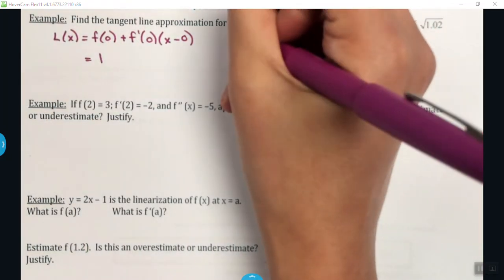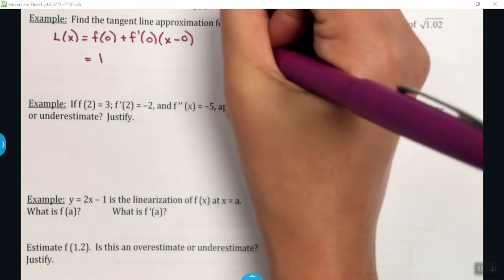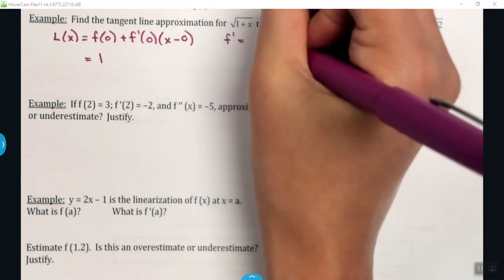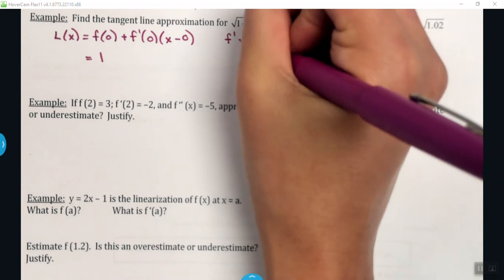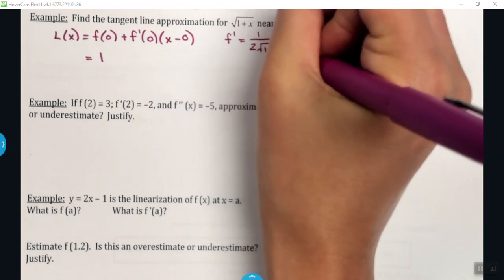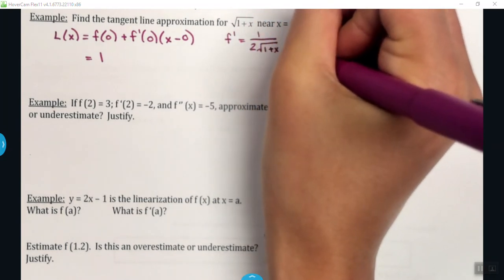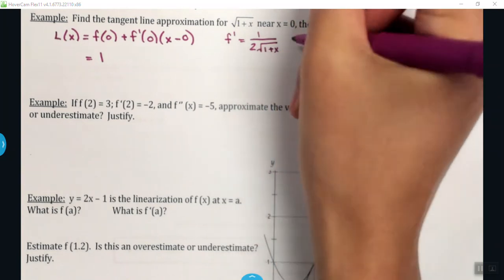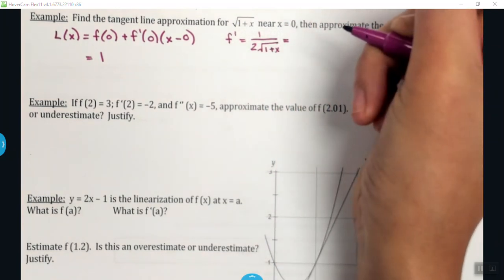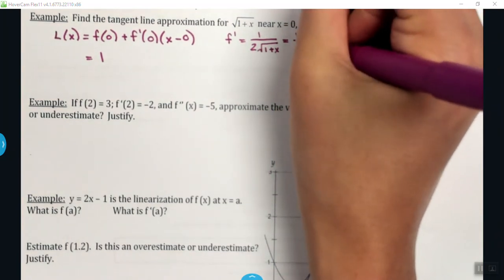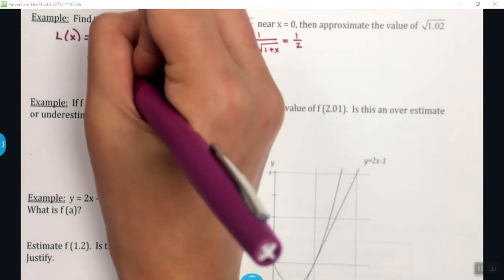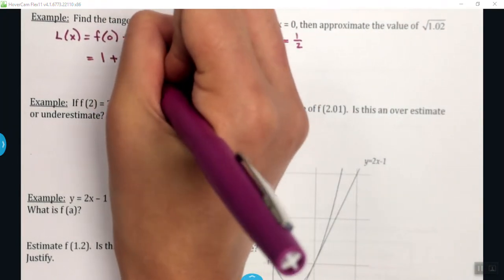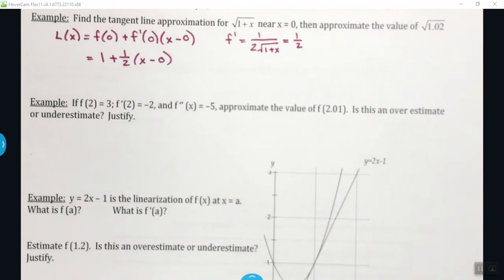We have to take the derivative of this. So f prime is 1 over 2 root 1 plus x. And then plug 0 in, so 1/2. So 1 plus 1/2 x minus 0. Tangent line approximation done.